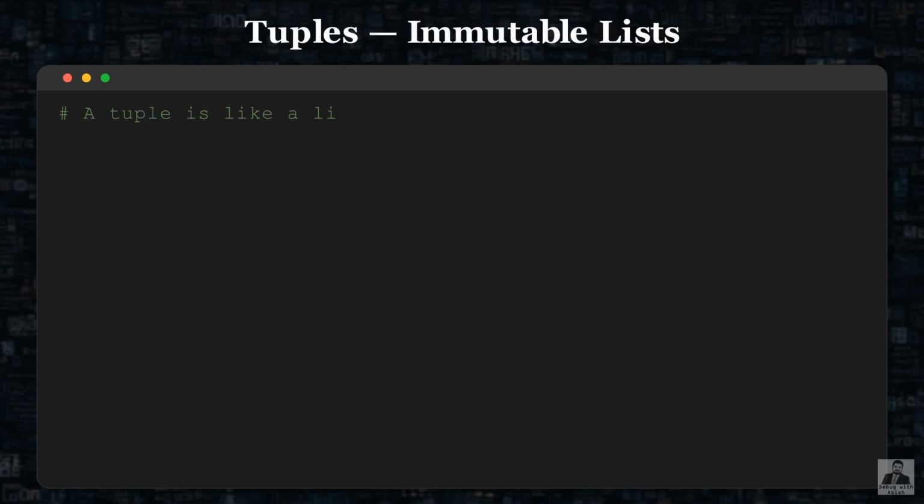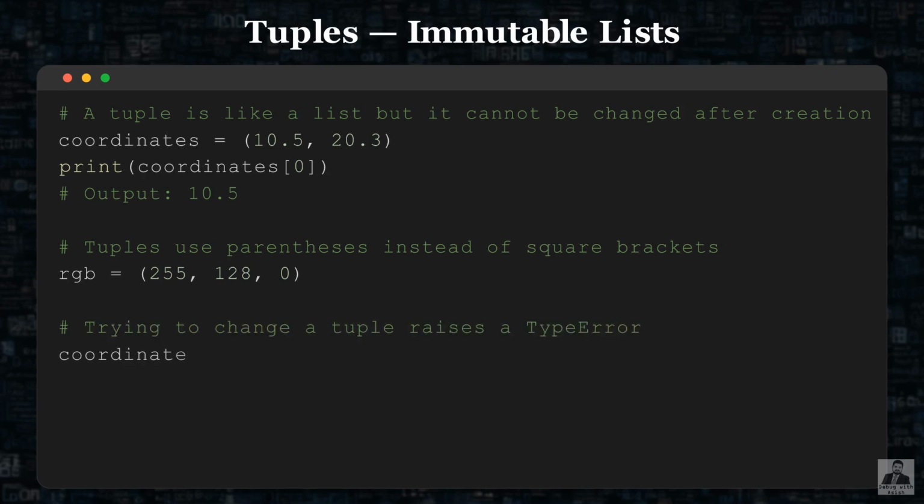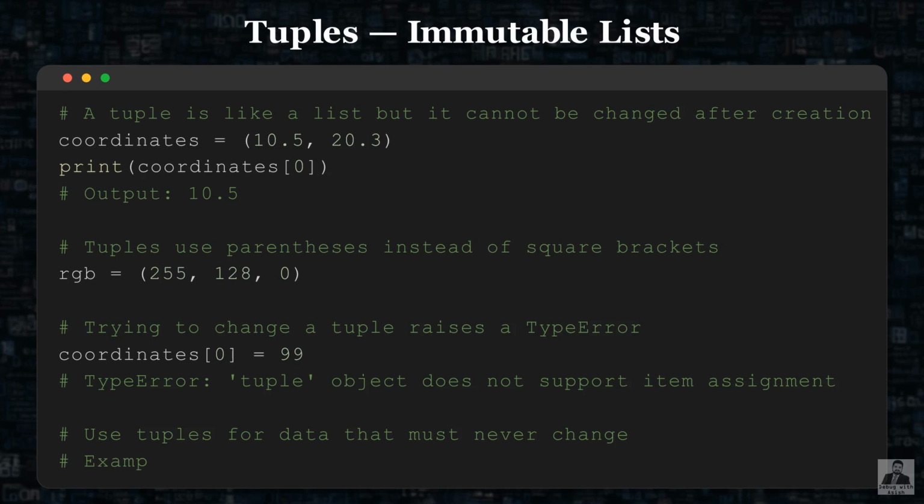A tuple is like a list but immutable. Once you create it, you cannot add, remove, or change any of its items. Tuples use parentheses instead of square brackets. Accessing items works exactly the same way as a list using indexes. If you try to assign a new value to any item in a tuple, Python raises a type error immediately. Use tuples when your data must never be modified, such as GPS coordinates, color values, or fixed configuration settings.